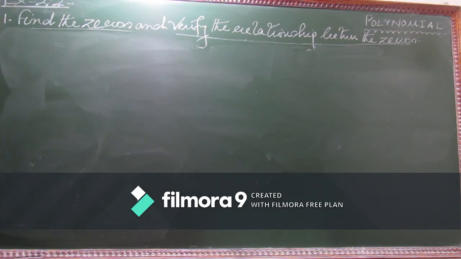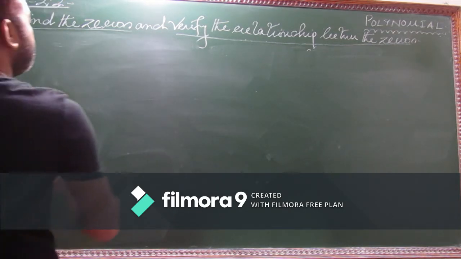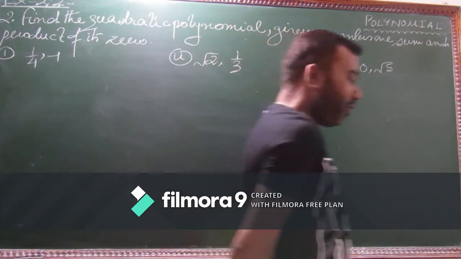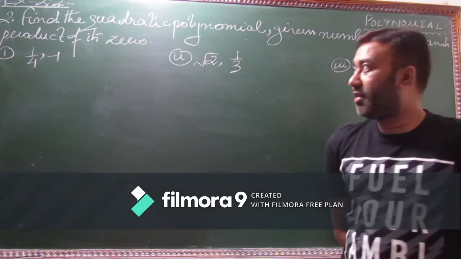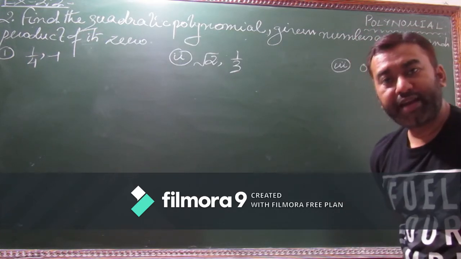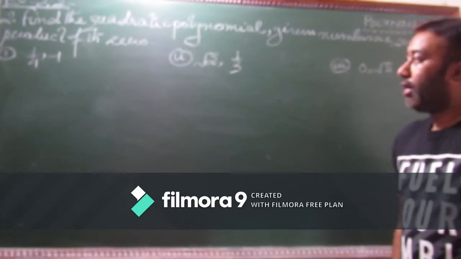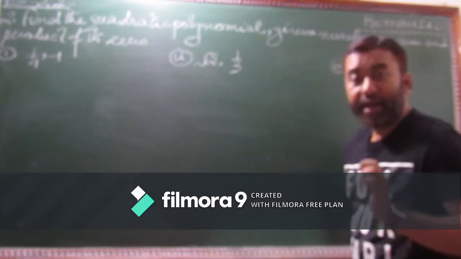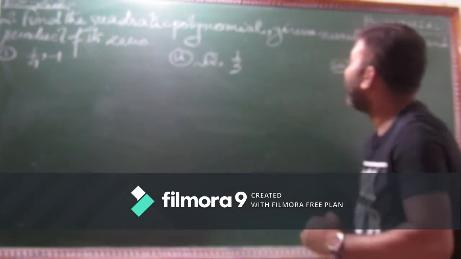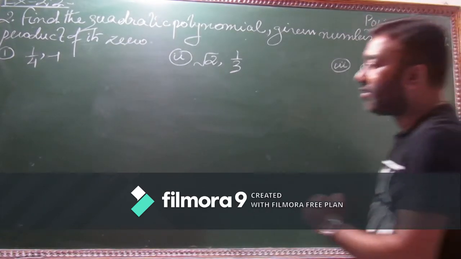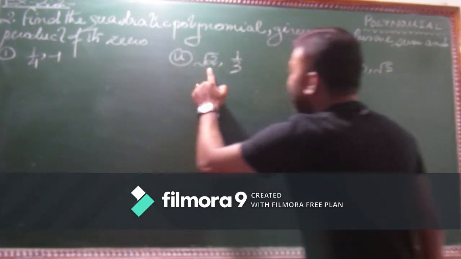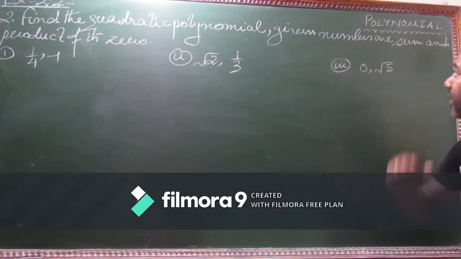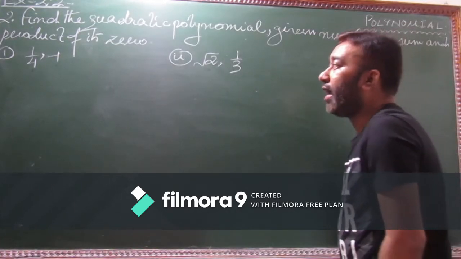Second question. I am going to start the second question. Before starting this second question, let me read the question and try to understand the internal meaning of the question. In this question they said to find the quadratic polynomial. That means I need to find a quadratic polynomial. Given numbers are, that means these are the numbers. These given numbers are the sum and product of its zeros.